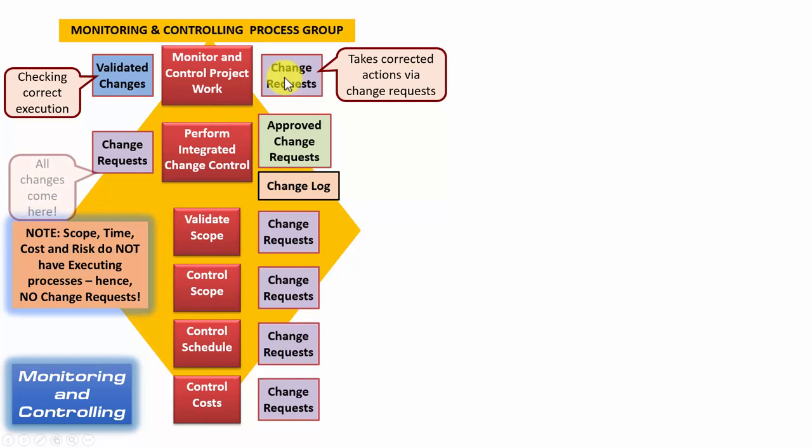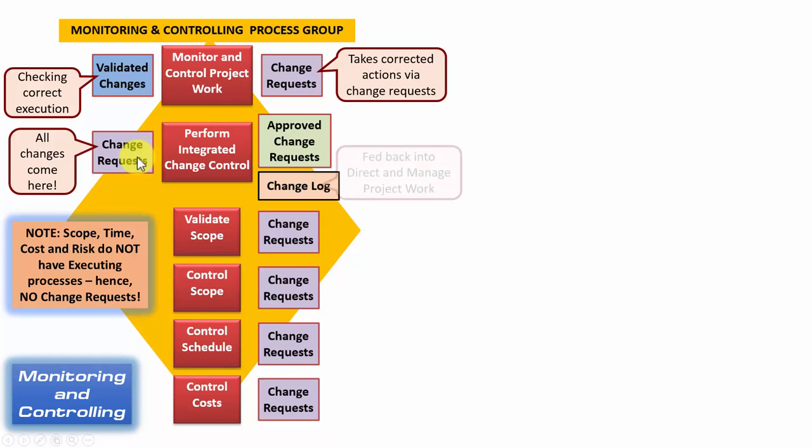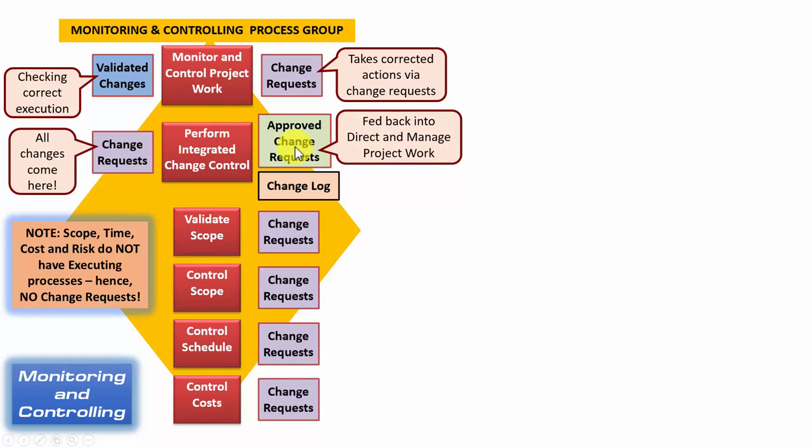Perform integrated change control, which is the main input where all change requests are sent. And out of that process comes the approved change requests. These are then fed back, as you saw earlier, into direct and manage the project work. The change log is used here to help manage all changes.